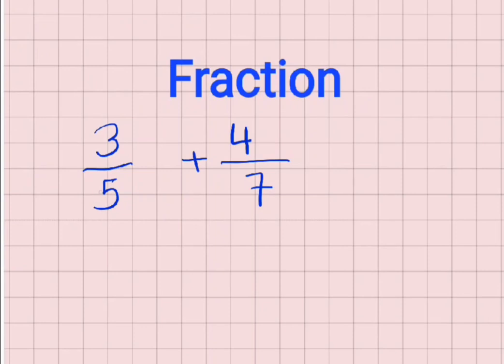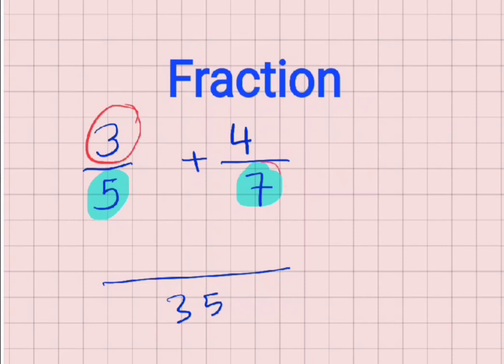Multiply 5 and 7. This will give you a common denominator of 35. Next, multiply 3 and 7. 3 times 7 is 21. And also, there's a plus in between.